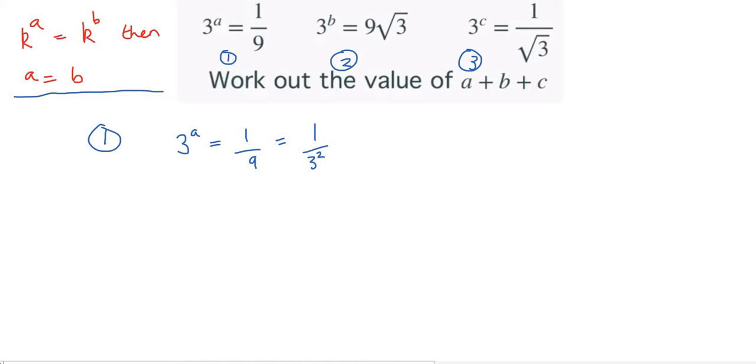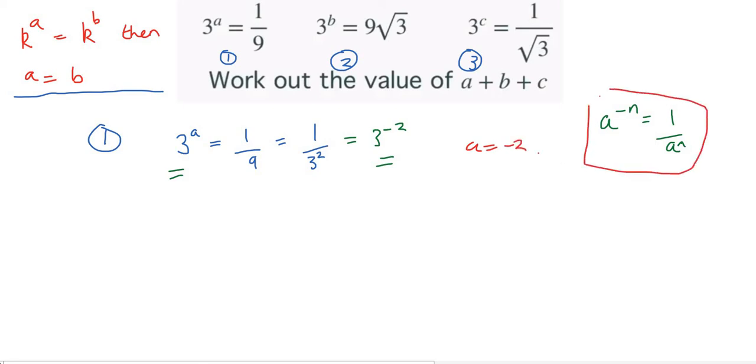And one of the laws of indices says that if you have a fraction like this, then this is a reciprocal indice. So this becomes 3 to the minus 2. So in general, a to the minus n equals 1 over a to the n. So if you have 1 divided by a base to a positive power, you can just change this to a negative power. Right, and then we have that 3 to the a equals 3 to the minus 2. Therefore, a equals minus 2. Let's box this off to the side.